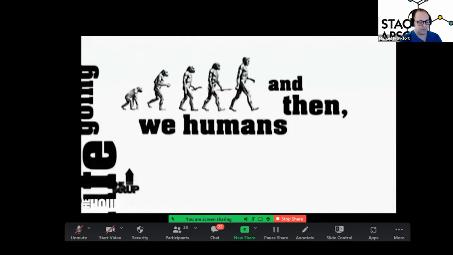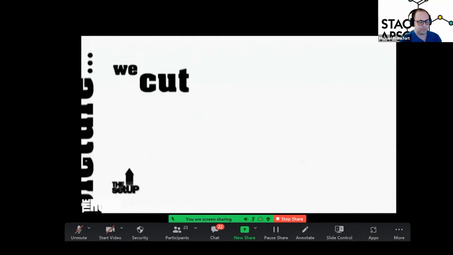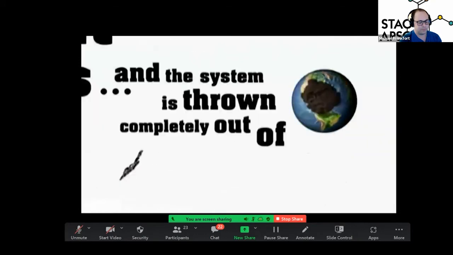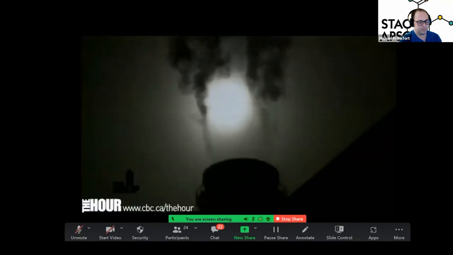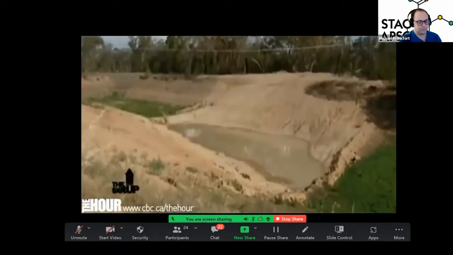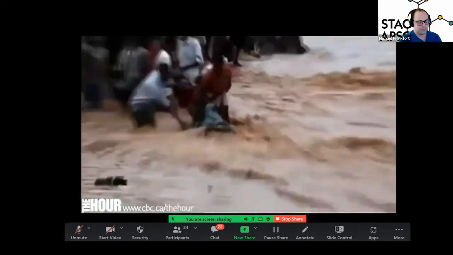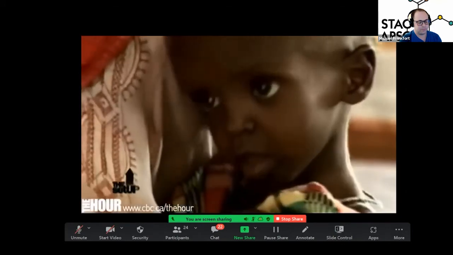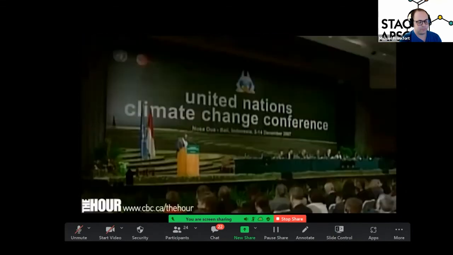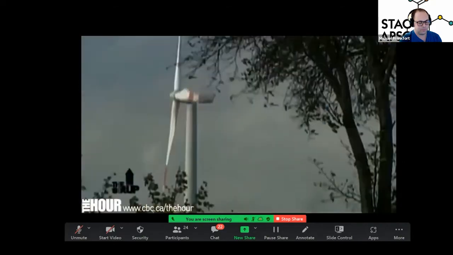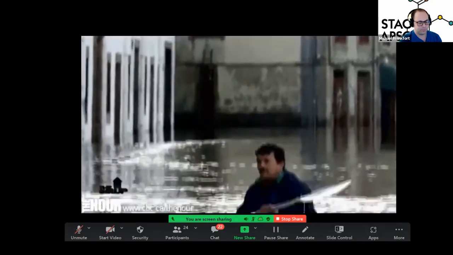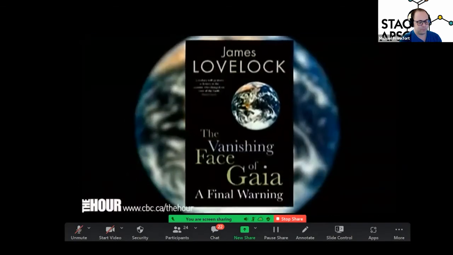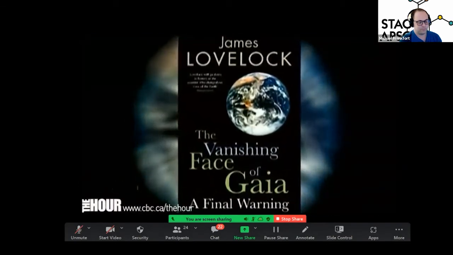And then we, humans, come into the picture. We cut down the trees, we spew out pollutants, and the system is thrown completely out of whack. Lovelock says, look, we can't undo the damage we've done, and by the end of this century, he predicts that many places on Earth will be unlivable, and most of the human race will be wiped out. So don't waste your time trying to reverse climate change, he said. Instead, focus on finding ways to survive the inevitable ahead. He lays it all out in his new book called The Vanishing Face of Gaia.